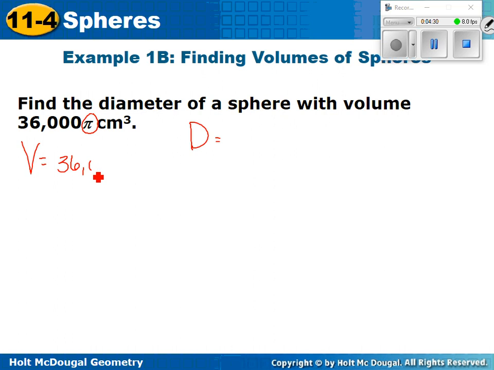Be careful you don't miss the pi. Sometimes students don't see that pi and that messes up everything. So be very careful. It's 36,000 pi. Okay, what would we do to work backwards to find the diameter? Okay, write out the equation. What do you mean by that?